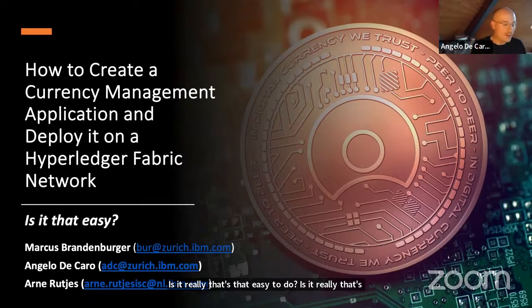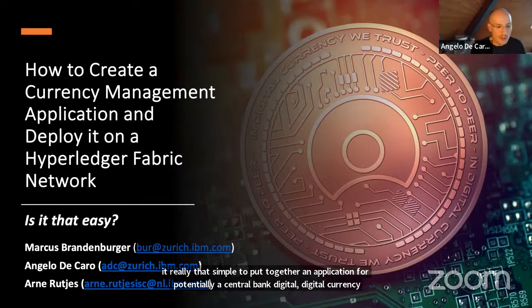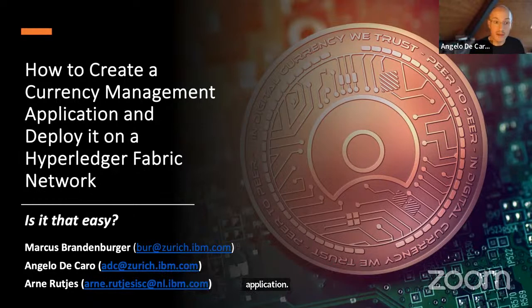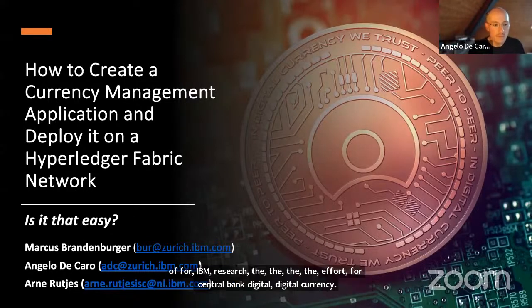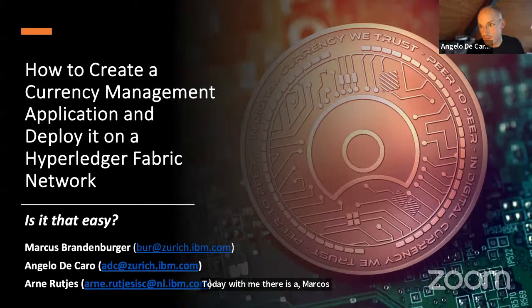I'm Angelo De Caro. First, sorry, I should have introduced myself. I'm a senior technical staff member at IBM Research Zurich in Switzerland. I'm one of the architects of Fabric, and I manage for IBM Research the effort for central bank digital currency. Today with me there are Markus Brandenburger and Arne Rutsches. They will introduce themselves when it's time for them to jump in. Okay, very good. Let's start.